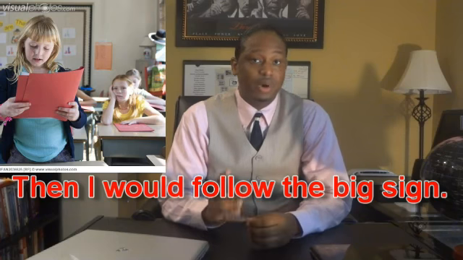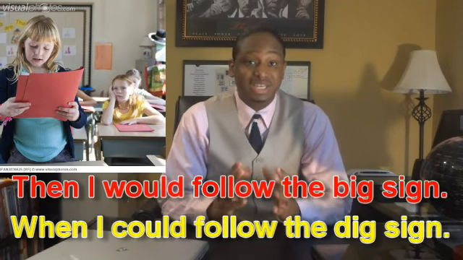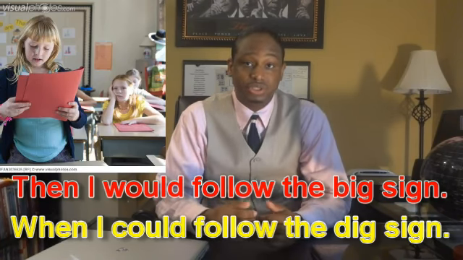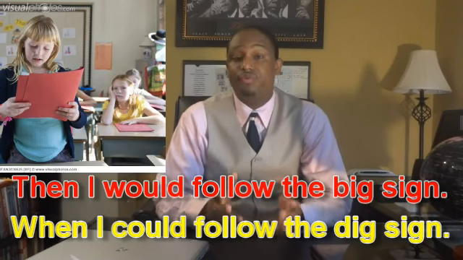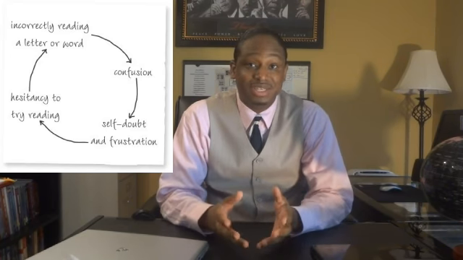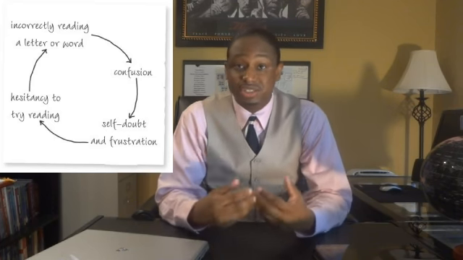Now, the passage that she was reading actually read, "Then I would follow the big sign." However, the way that she read it aloud was, "When I could follow the dig sign." Here, we can see that her visual discrimination difficulties are in consonant discrimination and reversals. Now, this leads to frustration and self-doubt, as well as Melanie struggling to understand why the sentence didn't make sense. The combination of all of this results in a hesitancy to try reading, which in turn leads to failing academics.